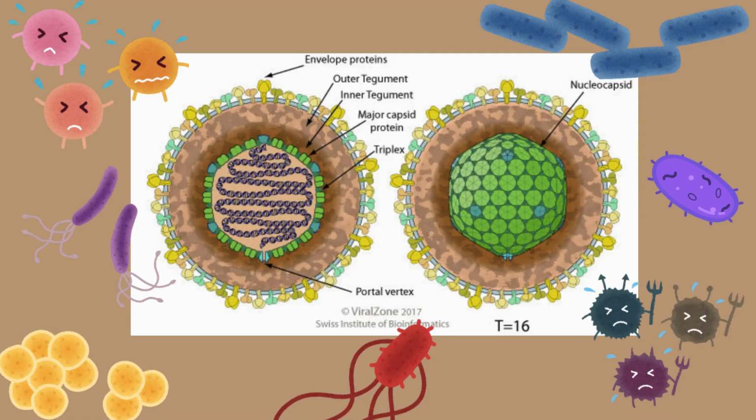Inside the tegument is the capsid, which has an icosahedral shape and protects viral DNA. The genome itself consists of linear double-stranded DNA that contains genes needed for replication, structural proteins, and latency.